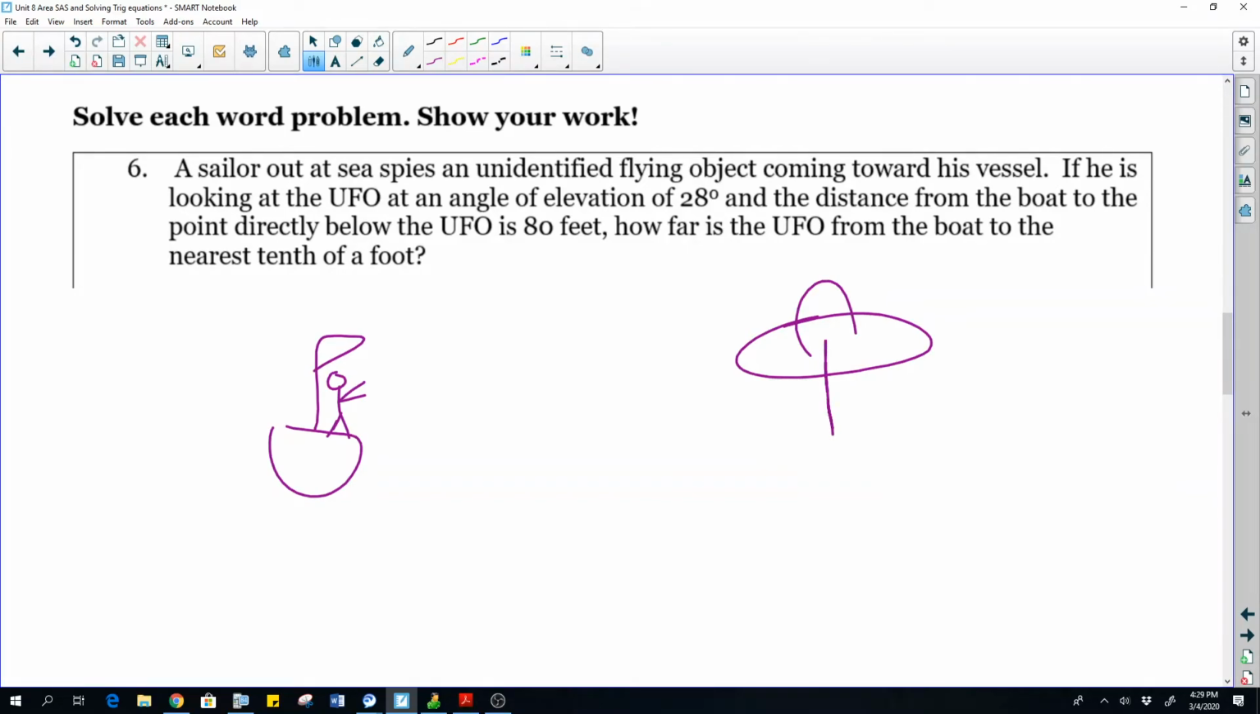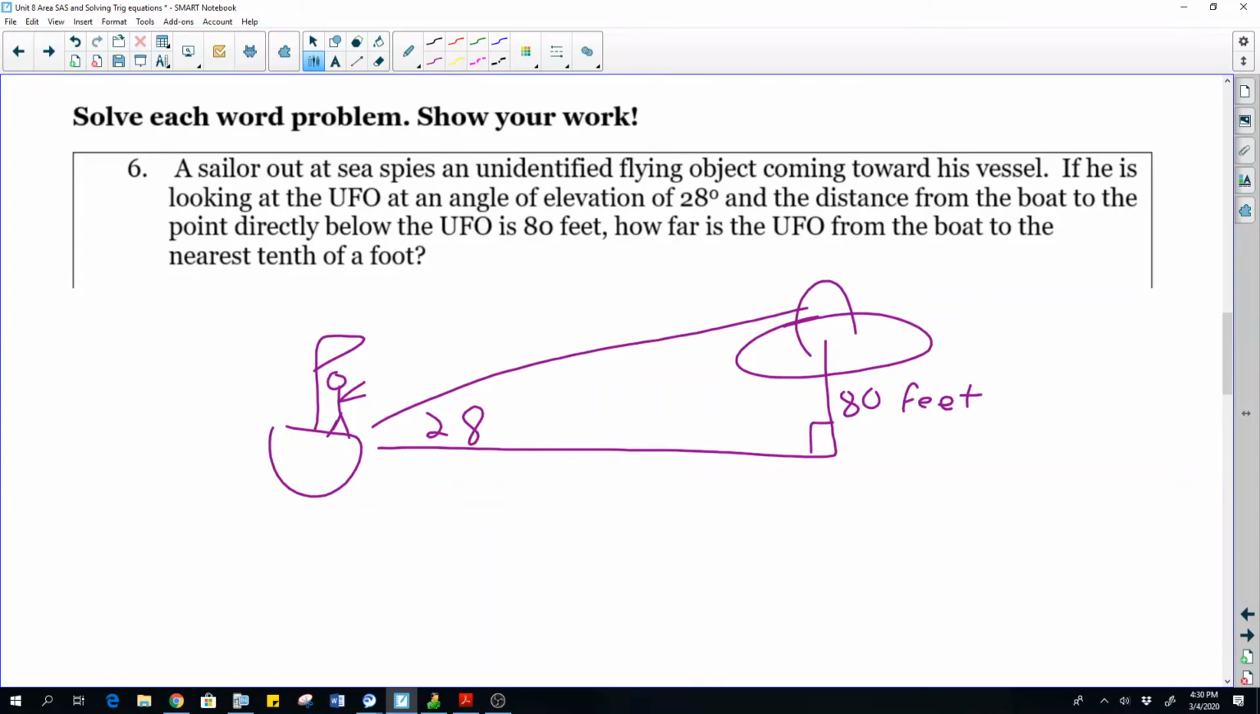So here's the distance below, and here's the boat. The distance from the boat to the point directly below the UFO is 80 feet. Good, there's your right angle. And then we have an angle of elevation to the UFO, and the angle of elevation is 28 degrees. Good. It doesn't say how tall he is, so you don't have to subtract that off. To the nearest tenth of a foot, to the point directly below the UFO.